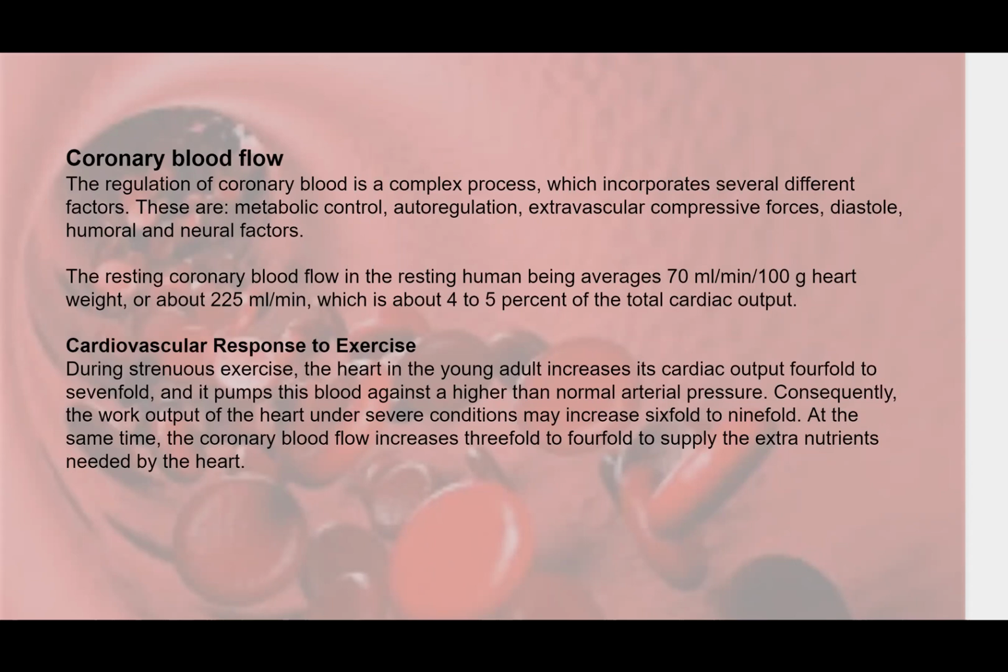During strenuous exercise, the heart in the young adult increases its cardiac output 4-fold to 7-fold, and it pumps blood against a higher than normal arterial pressure. Consequently, the work output of the heart under severe conditions may increase 6-fold to 9-fold. At the same time, the coronary blood flow increases 3-fold to 4-fold to supply the extra nutrients needed by the heart.